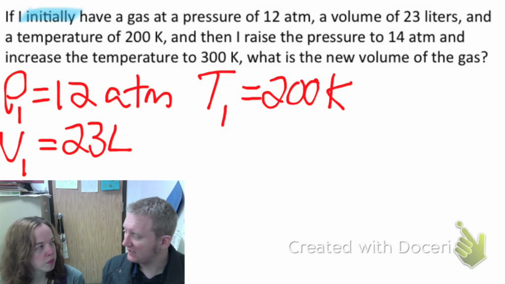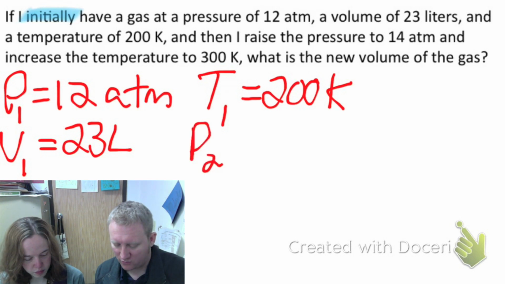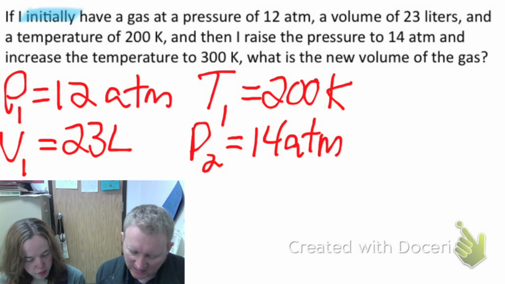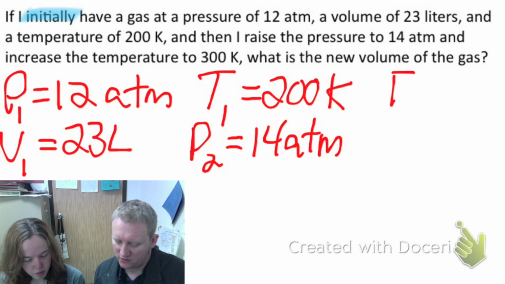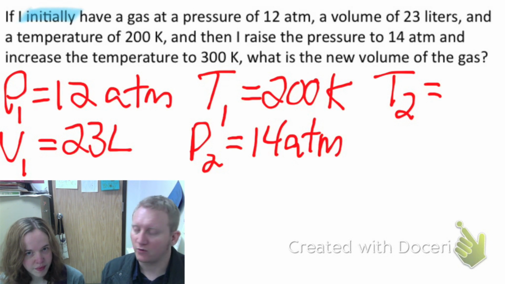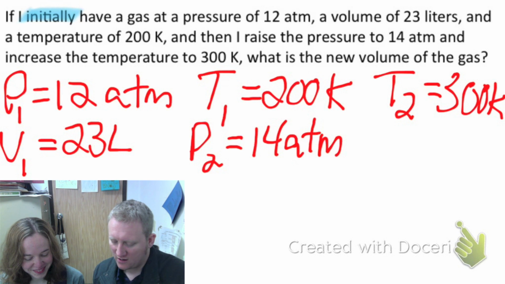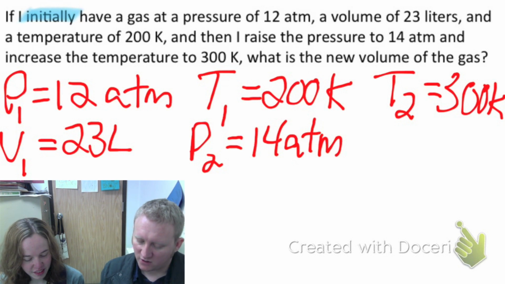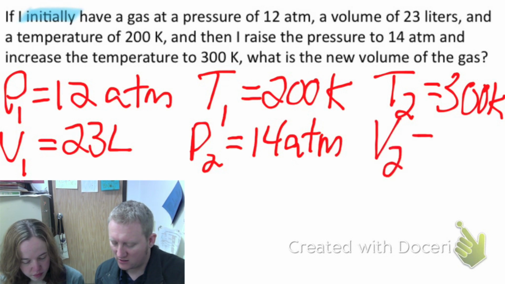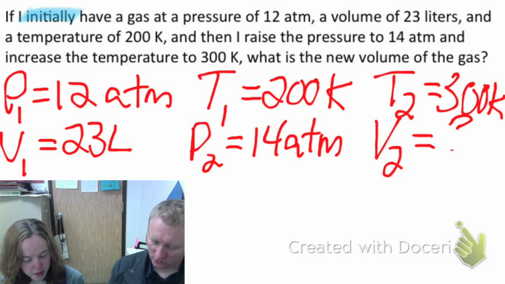So that's P2, the second pressure, 14 atmospheres. And increase the temperature, so that's T2, 300 Kelvin. 300 Kelvin, yep. What is the new volume of the gas? So we want the new volume.